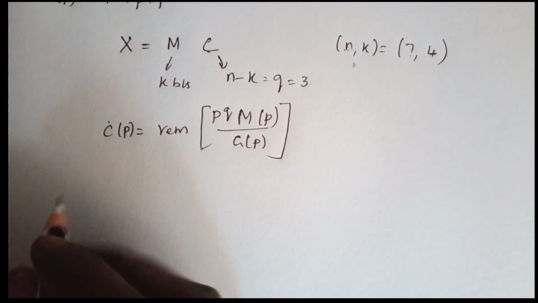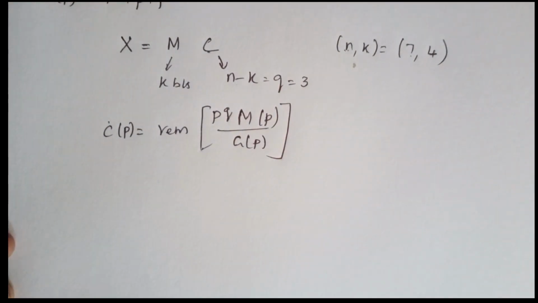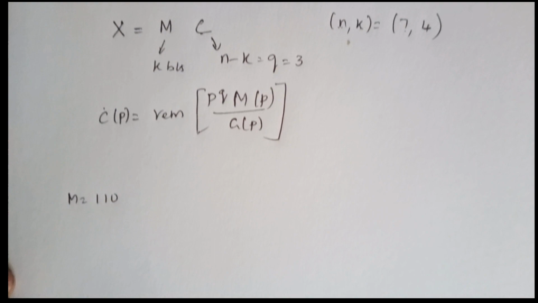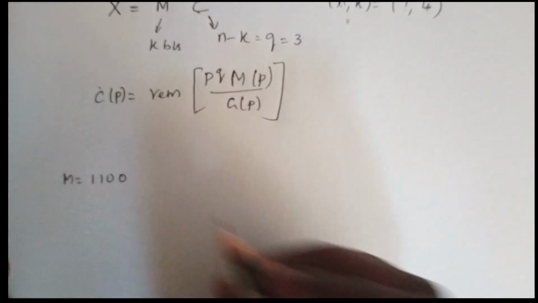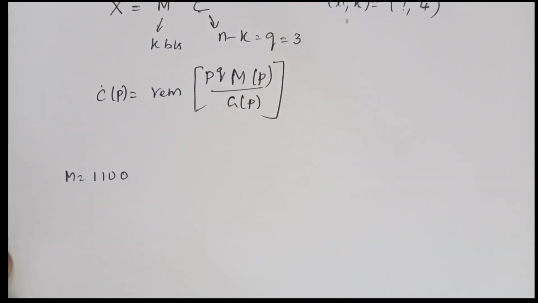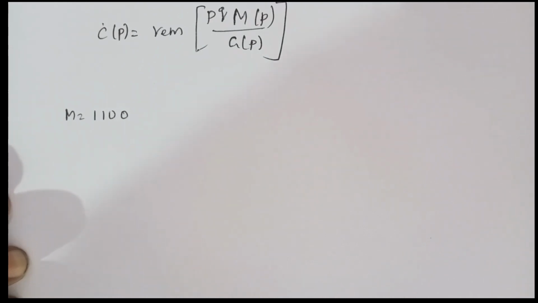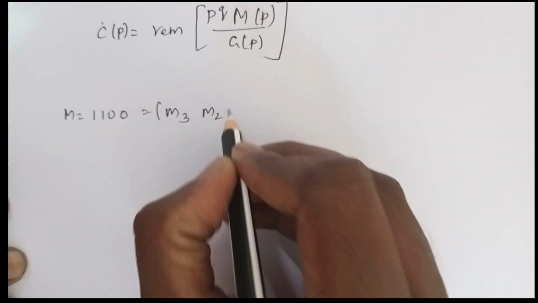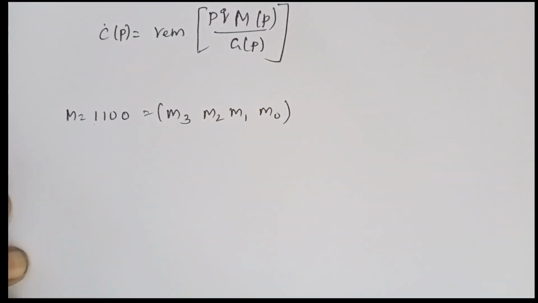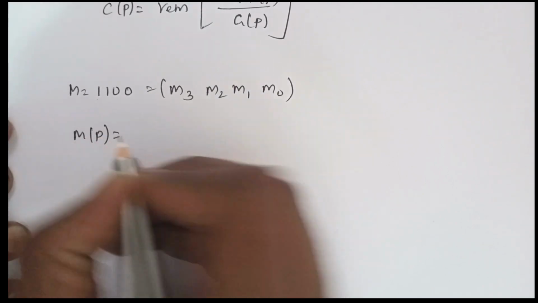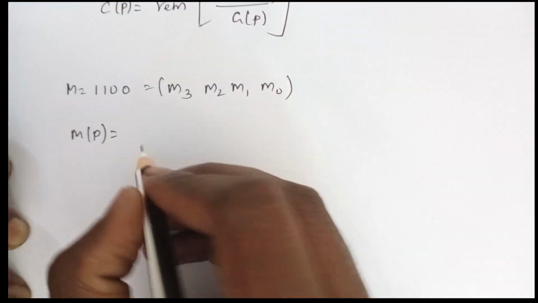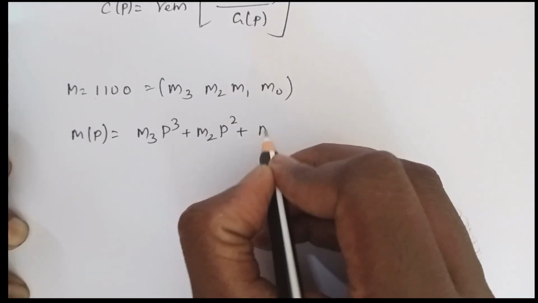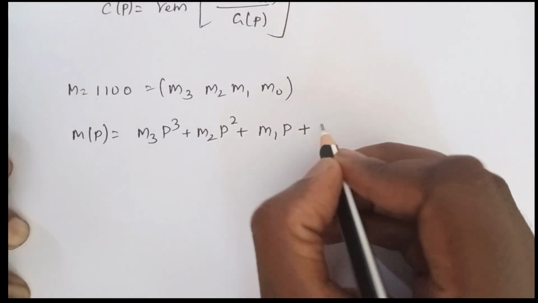Okay, given the message m as 1100, let's initially find the message polynomial. If this is 1100, we know these are m3, m2, m1, and m0. The message polynomial m(p) is given as m3 into p^3 plus m2 into p^2 plus m1 into p plus m0. This is your message polynomial.